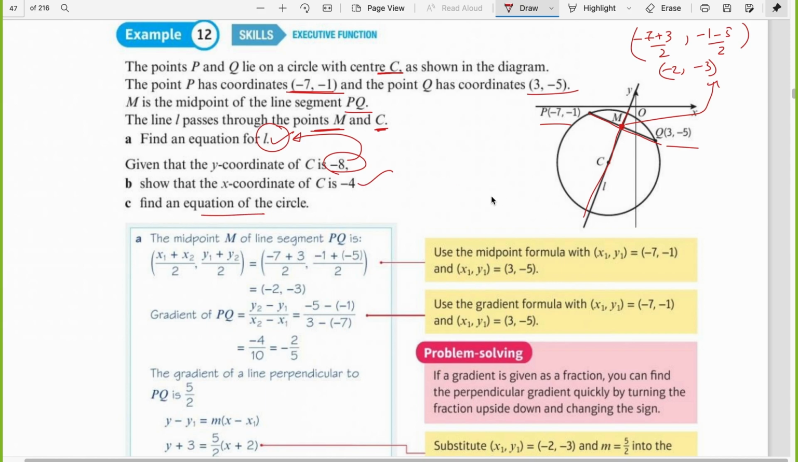Once you have these coordinates, x is equal to minus 4, y is equal to minus 8. The equation of the circle is: x, we change the sign, plus 4 whole squared, plus y, we change the sign, plus 8 whole squared. On the other side, that is r squared. How are we getting this r squared? We know the coordinates of the center, that are (-4, -8), and we can find the distance to CQ or CP, any one of that, which is equal to the radius.